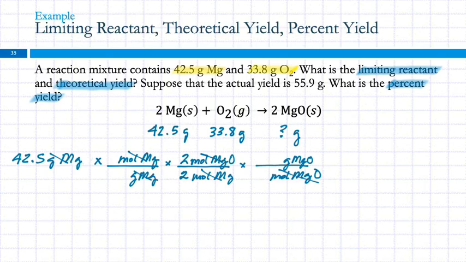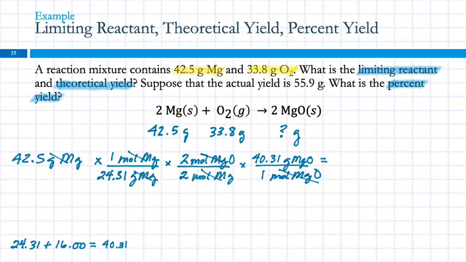Then I need molar masses. Magnesium is what, 24.31? That is the mass of 1 mole. That's an element, so it's just straight off the periodic table. And then I need the mass of magnesium oxide, which would be 24.31 plus 16, which is what, 40.31? Did that in my head. Ooh, I don't recommend that. 40.31 grams per mole.